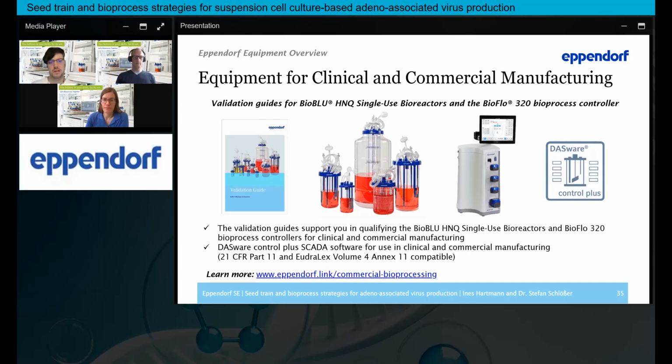But Eppendorf also recently launched a cloud-based solution for this, which is called BioInsight Cloud. This is basically a little program which is also included in DASware Control from version 6 upwards. So we were talking quickly about DASware Control. It's part of that, and it enables you to monitor your bioprocess values on the go.